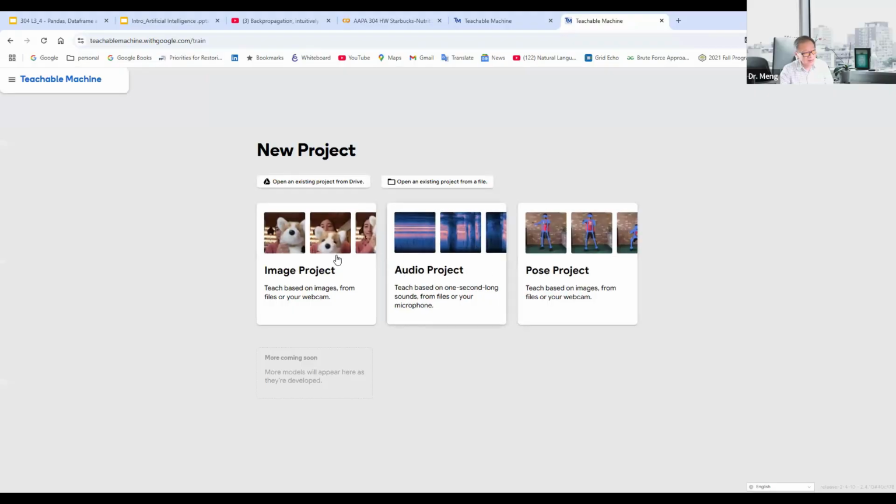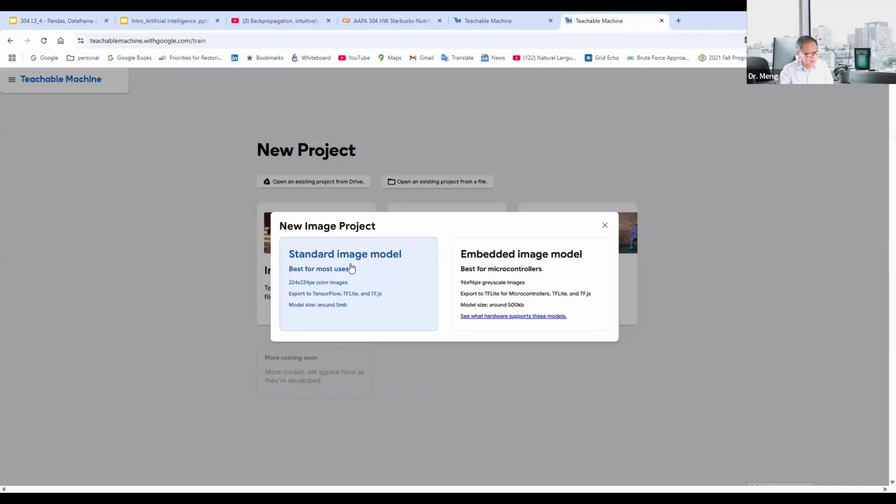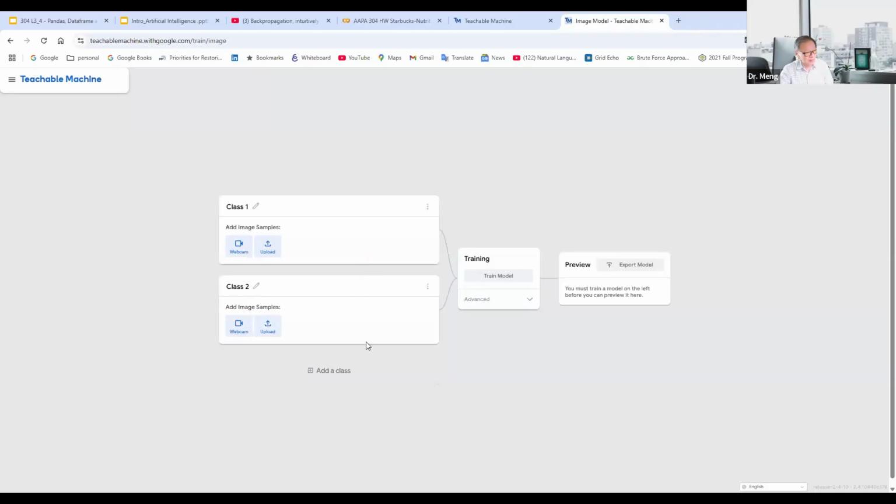I can do audio stuff, but let's do the first one, image project. There's a standard image model. Just click standard. Don't use the embedded image. You can use it for the future. When we build a microprocessor, we can download the model to the microprocessor. But now we're using a PC or regular computer, so we use the standard image processor.